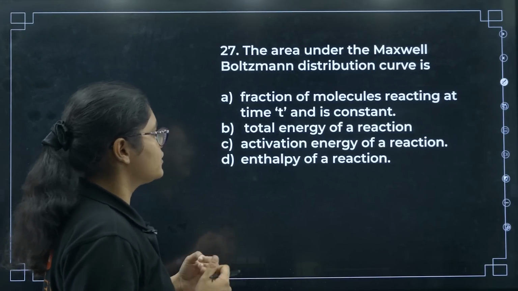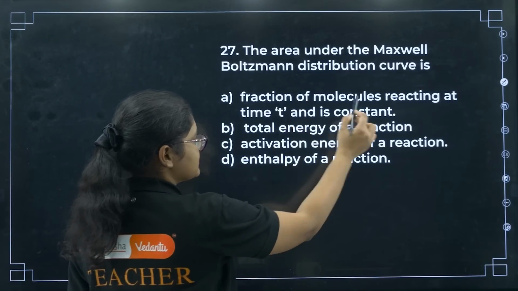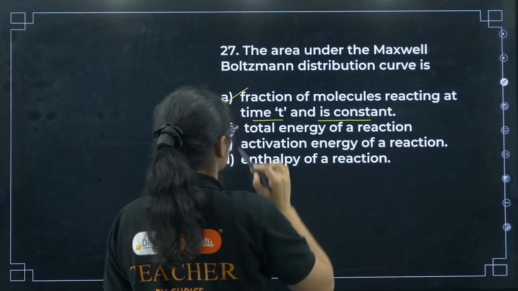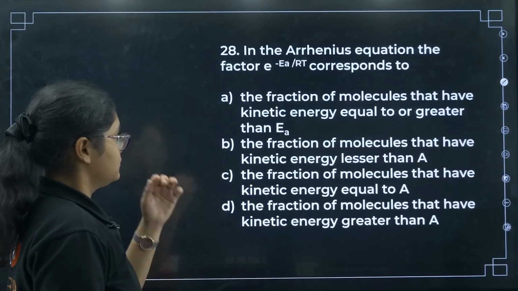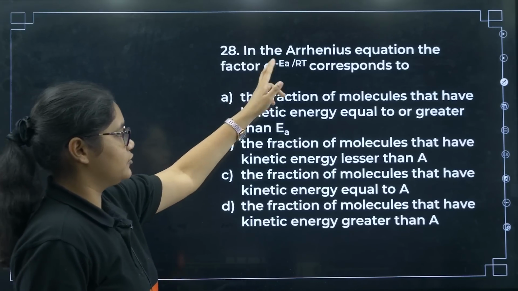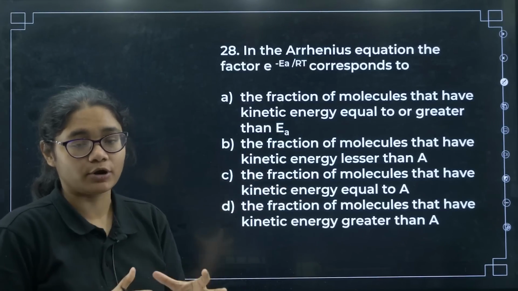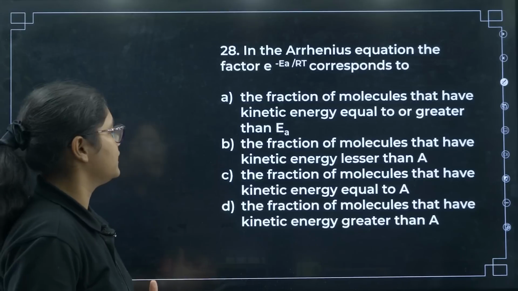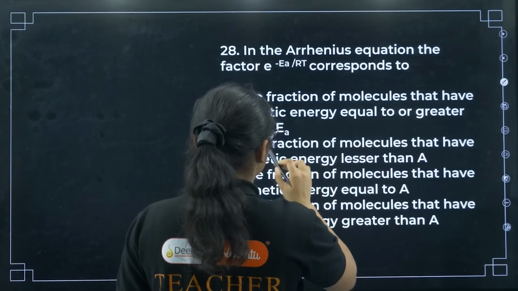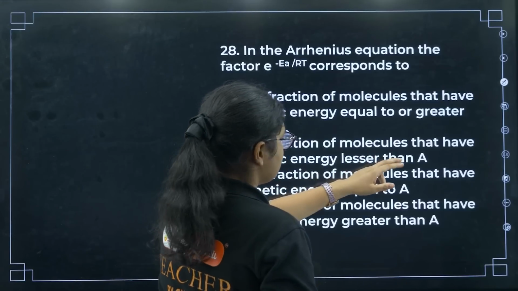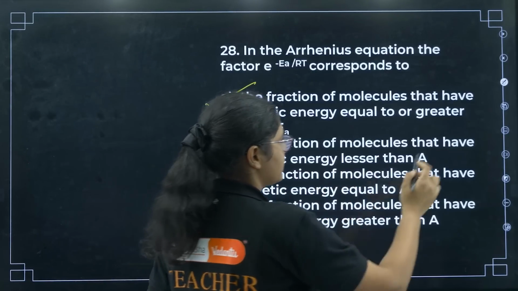Next, the area under the Maxwell-Boltzmann distribution curve is: the fraction of molecules reacting at time t and is constant, total energy of the reaction, activation energy of the reaction, enthalpy of the reaction. It is the fraction of molecules reacting at time t and it is a constant value. The graph always remains constant. Next, in the Arrhenius equation, the factor e to the power of minus Ea by RT corresponds to the fraction of molecules having energy greater than or equal to activation energy, right? Fraction of molecules that have kinetic energy less than Ea, these are all wrong. Yes, this is the correct answer.